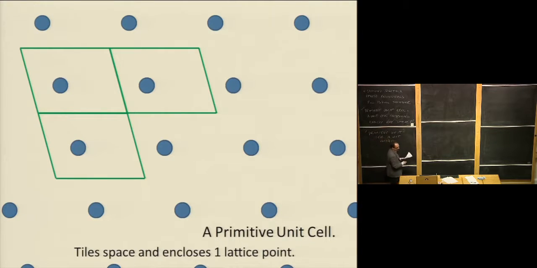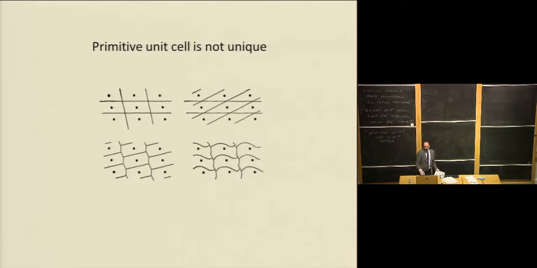You have different choices as to what you want to use for your primitive unit cell. For example, here's a lattice written 4 different times, and you can choose primitive unit cells to be any shape. So you can choose this shape, this shape, this shape, this shape. As long as they fit together and tile all of space, you have a very nice primitive unit cell. Okay? Some of them are more convenient than others.